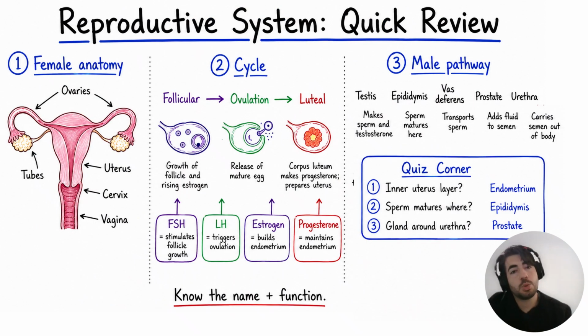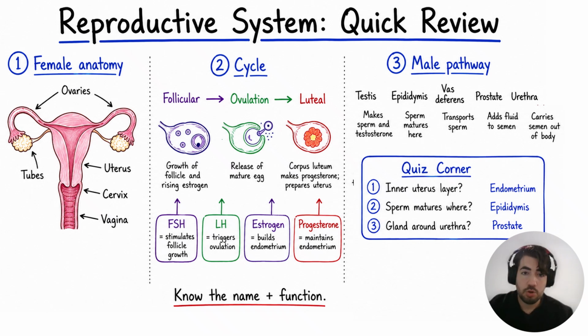Okay, so let's do a quick final review. For the female anatomy, remember the basic map: ovaries, fallopian tube, uterus, cervix, and vagina. Ovaries make the eggs and hormones, the fallopian tube moves the egg, and the uterus prepares for implantation and pregnancy. The cervix is the opening to the uterus. The vagina connects the cervix and the outside of the body.